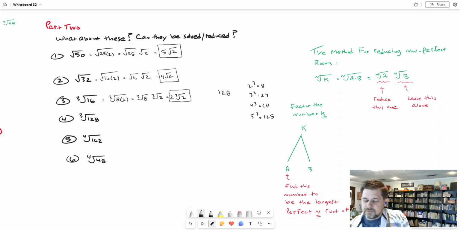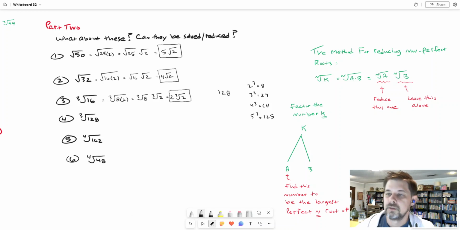So what we do is choose this one, 4 to the third, 64. 64 is a factor of 128. All right? Okay, so I want to do this. I want to do 64 times 2. 64 is a perfect third root. Okay, no big deal there. And multiply by 2, you get 128.